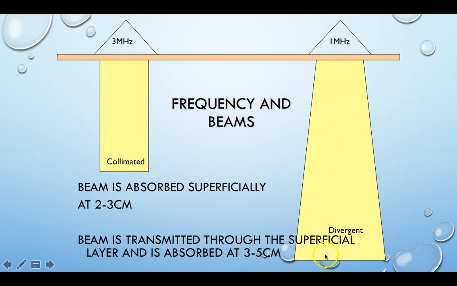And then with 1 megahertz, we go deeper, 3 to 5, maybe up to 6 centimeters deep, but we get a more divergent beam, and we heat a little bit slower, but we retain our heat.